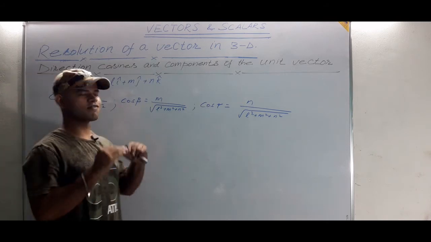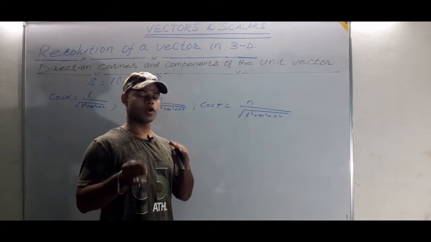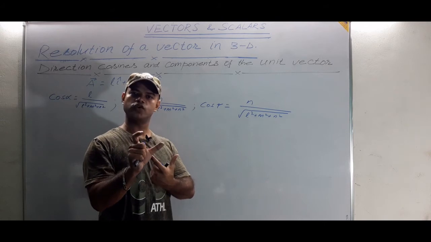Now let's find the unit vector for the given vector. How to find the unit vector? We already know. Take the vector and divide by its magnitude.